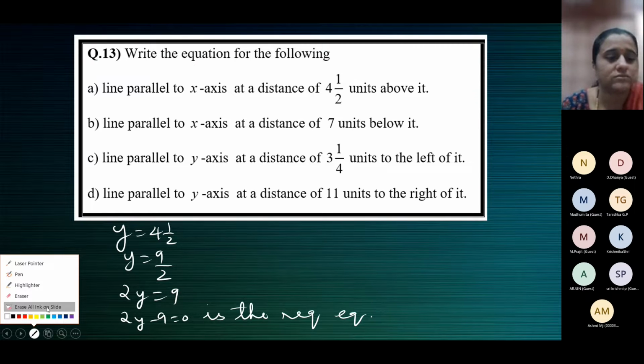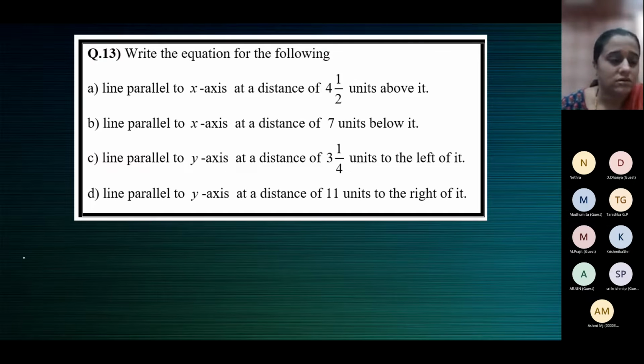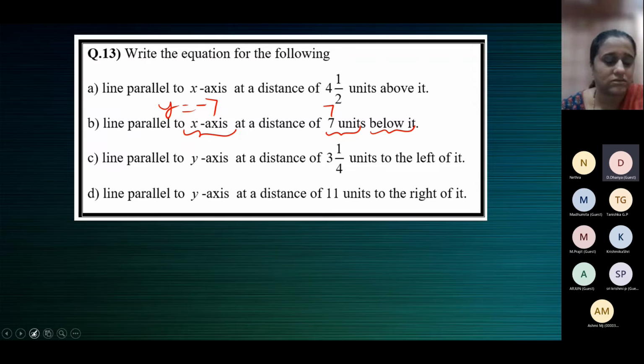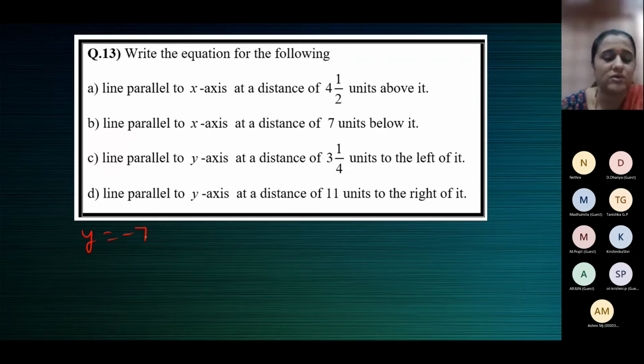Now the second one. It's parallel to the x-axis. Again, parallel to the x-axis, so y is equal to 7 units. And it's below, so it'll be a negative 7. Y is equal to minus 7. So y is equal to minus 7 is the required equation.